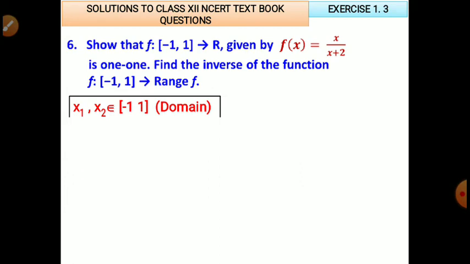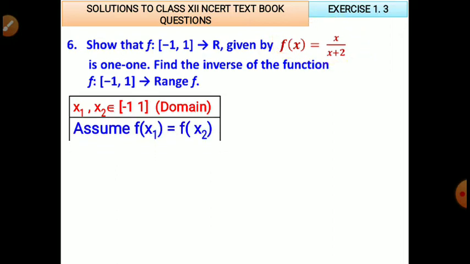Show that the function f in the interval from minus 1 to 1, this is not a set, it is an interval, all the real numbers including minus 1 and 1, is given by f of x is equal to x by x plus 2. It is a 1-1 function, and find the inverse of the function also asking.